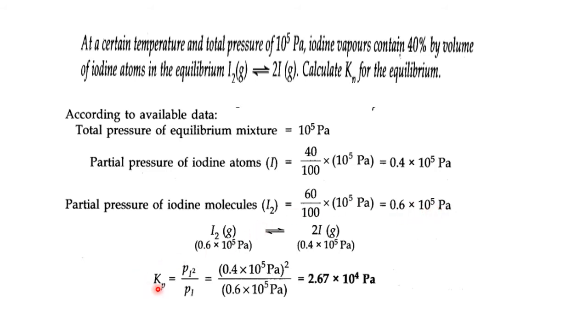Now what is Kp? It is the concentration of the product by the reactant. Product raised to 2 times and reactant raised to 1 time. Accordingly, I have taken (0.4 into 10 to the power 5 Pascal) to the power 2 by 0.6 into 10 to the power 5 Pascal. So please simplify. The answer is 2.67 into 10 to the power 4 pascals in terms of scientific notation. I have written here that is the Kp value for this reaction which is in the equilibrium.